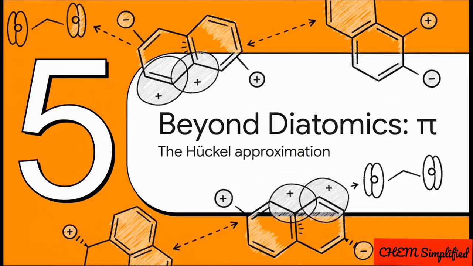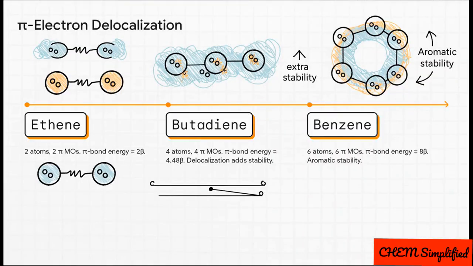Now you might think this is all just for tiny 2-atom molecules. Nope, we can scale this thinking up to understand some of the most important molecules in organic chemistry, those with conjugated pi systems, the ones with alternating single and double bonds. We use a little shortcut called the Huckel approximation. The Huckel method is cool because it lets us ignore everything but the pi electrons.